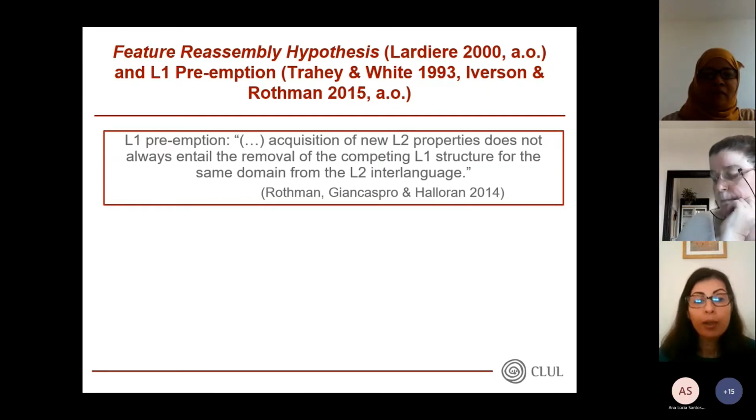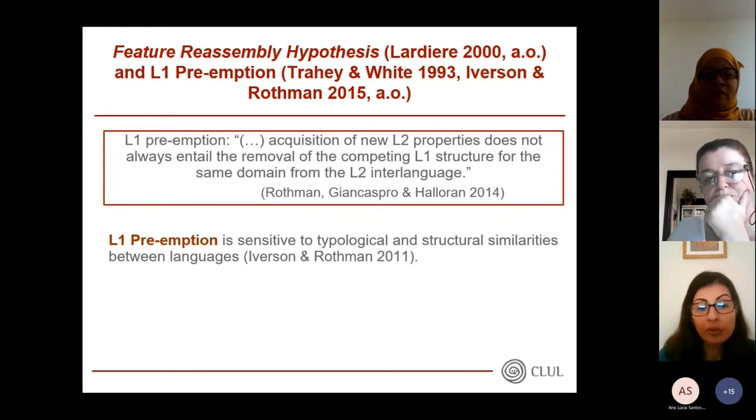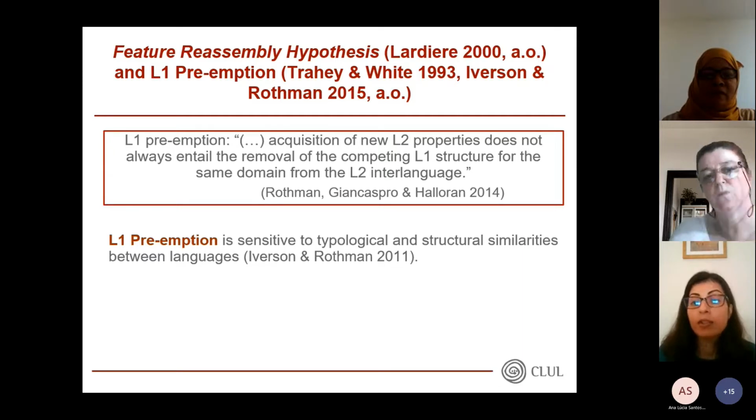So L1 preemption corresponds to a context in which the acquisition of new L2 properties does not entail the removal of the competing L1 structure for the same domain from the L2 interlanguage. Now, L1 preemption is sensitive to typological and structural similarities between languages, and this is very important in this study since we are studying Portuguese and Spanish.